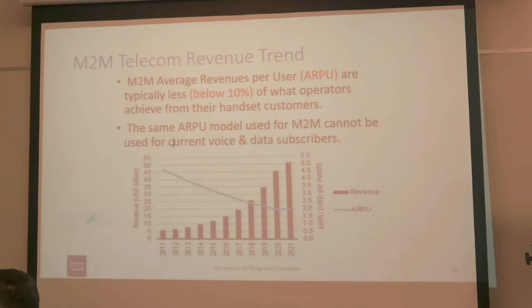On the revenue trend, the IoT average revenue per user, ARPU, is typically less than 10% of what operators achieve from their handset customers. So anyway, the ARPU, as you see, decreases as the revenue increases.